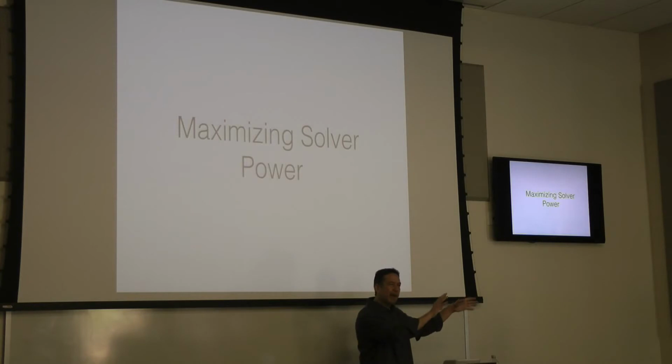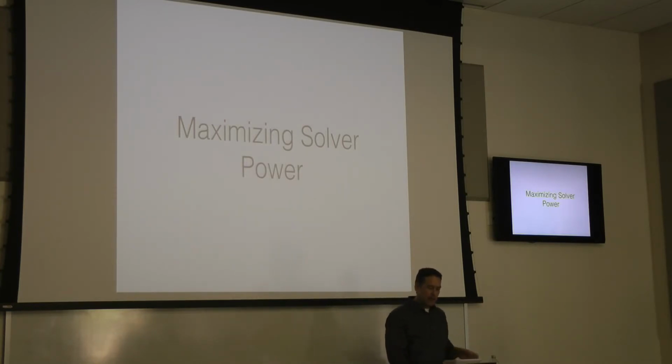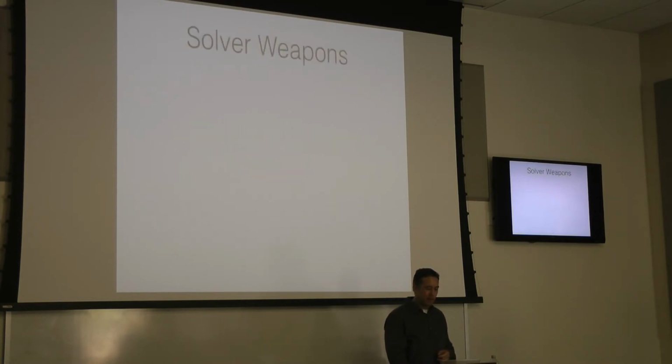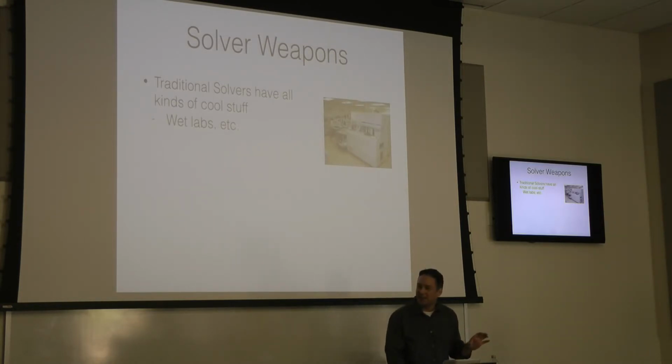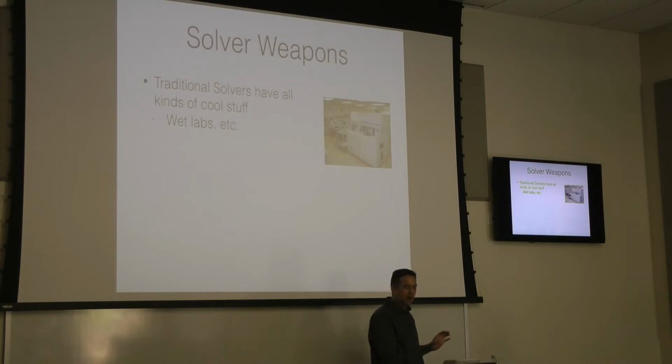All right, so that's how to max out, I'm arguing, the number of solvers. How do we get maximum solver power? Well, traditional solvers have all this stuff in wet labs, which we don't have. I mean, that's changing a little. There's this biohacking stuff out there now. But for the most part, the Citizens Auxiliary Corps doesn't have access to that stuff.